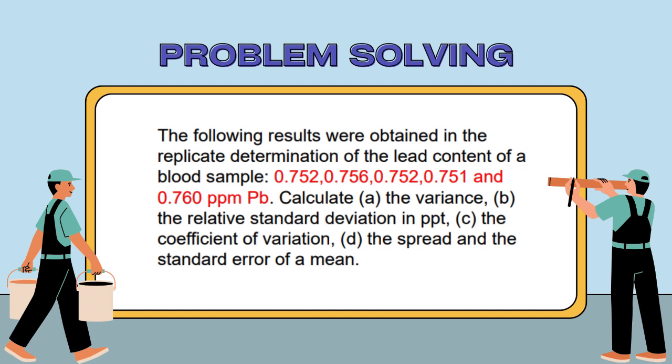So now we move to the solving. We want to make sure that the participants understand data analysis. So the question is: the following results were obtained in the replicate determination of the content of a blood sample. The samples are 0.752, 0.756, 0.752, 0.751, and 0.760 ppm. We want to calculate the variance, secondly the relative standard deviation, thirdly the coefficient of variation, and lastly the spread and the standard error of the mean.